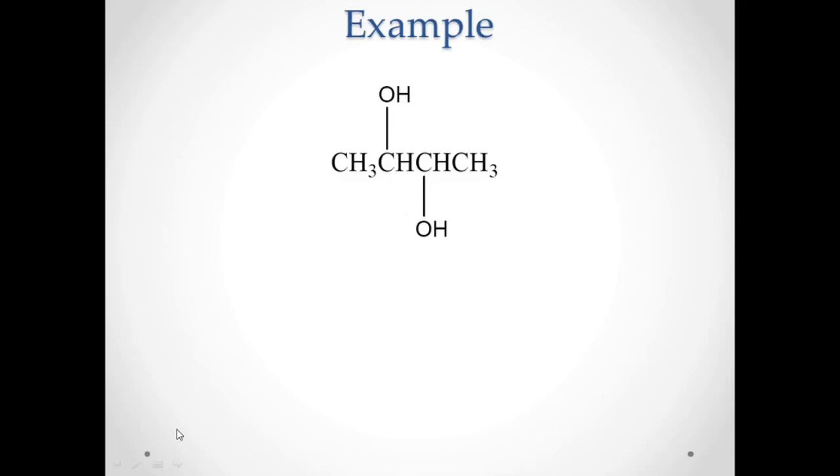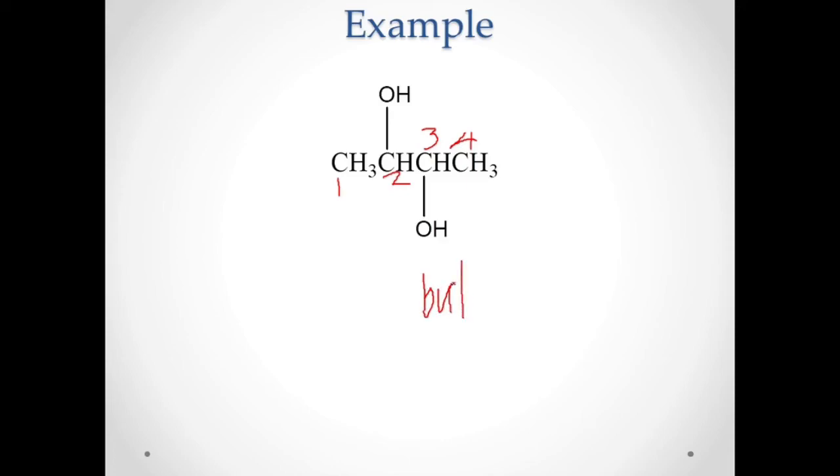Okay, next. This is an example of a diol. When you say diol, it contains 2 OH. So we should number the longest continuous carbon chain. How many carbons? There are 4 carbons, so this is a butane. Normally you drop the A, but because this is a diol, you cannot drop the A. So the name would now be butane diol.